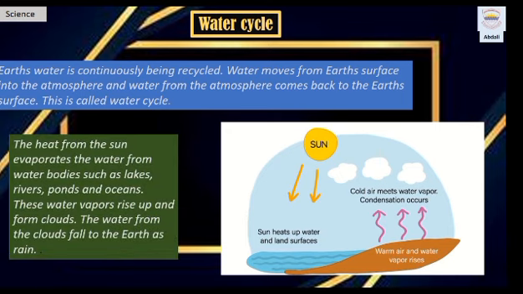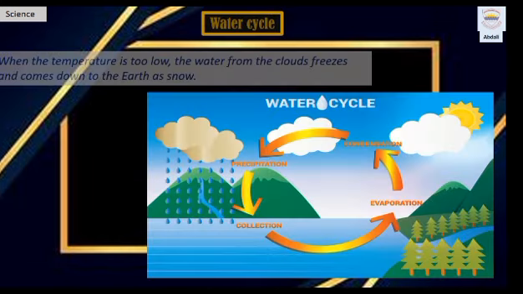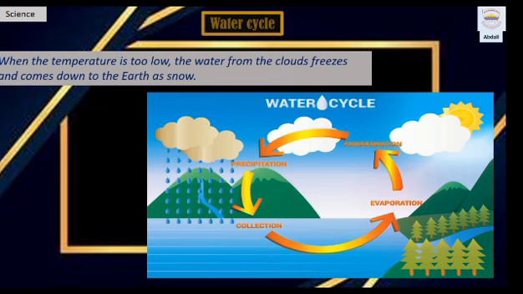The heat from the sun evaporates the water from water bodies such as lakes, rivers, ponds, and oceans. These water vapors rise up and form clouds. The water from the clouds falls to the Earth as rain. When the temperature is too low, the water from the clouds freezes and comes down to the Earth as snow.